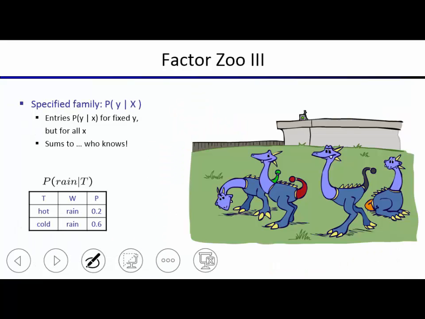A specified family is one where you instantiate in front of the conditioning bar, but not behind the conditioning bar. So this does not correspond to a probability distribution in and of itself. This is part of a family of conditional distributions, but we sliced it in a way that this is actually not summing to one. This is not a conditional distribution. This is just a subset of the entries where you instantiated what's up front, left open what's in the back.